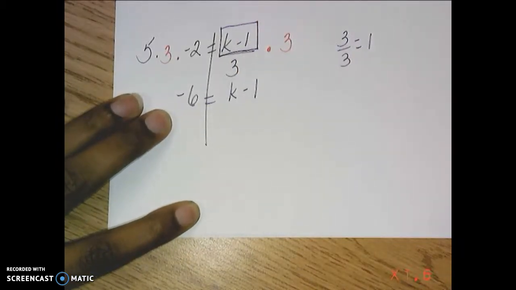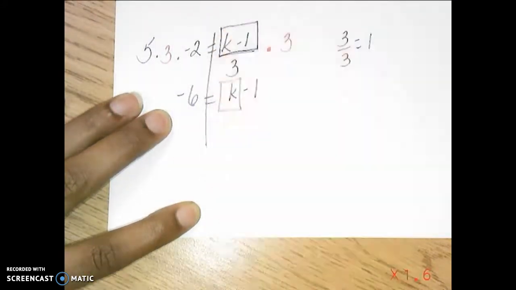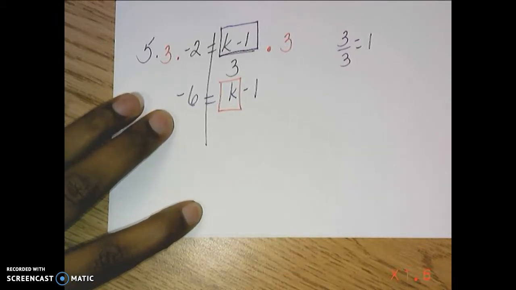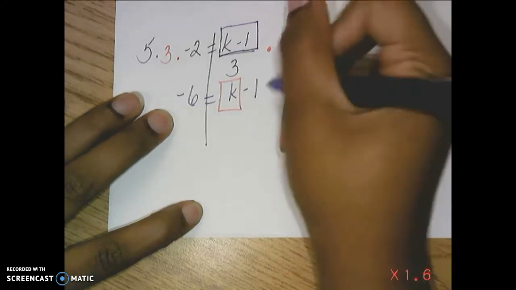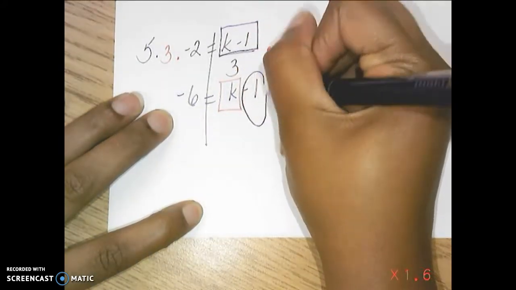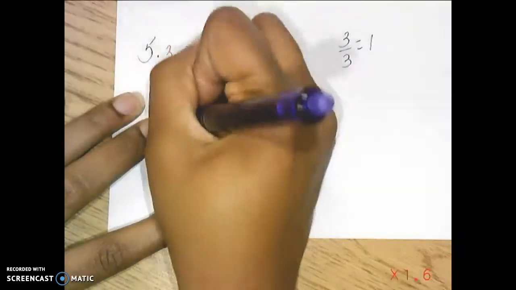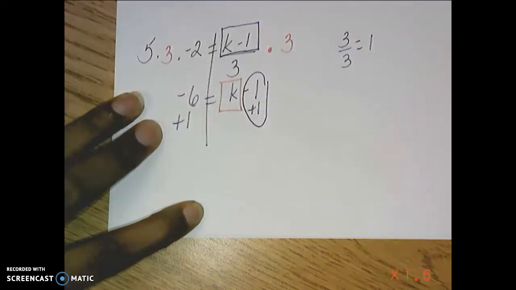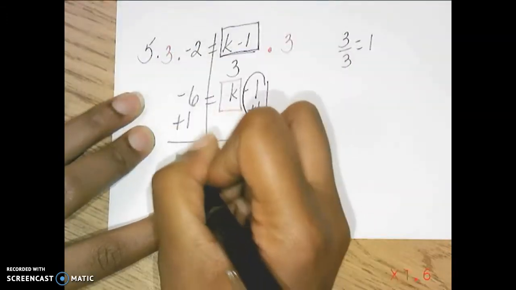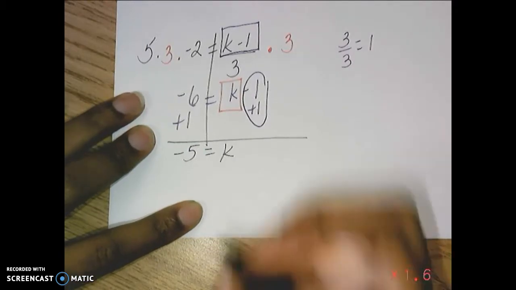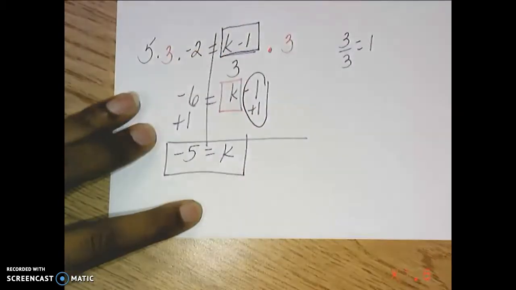And so at this point, still solving for k. I already multiplied by 3, first step. Next step, if I need to get k by itself, I want this 1 to become a 0. So if I need 1 to become a 0, right now I have a -1. I'm going to put a +1 in there. +1 on both sides. So now what I have is -5 equals k. And that's it. You're finished. Pause if you need to write it down.